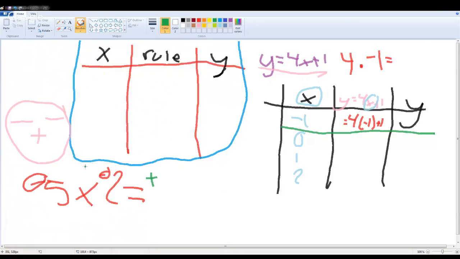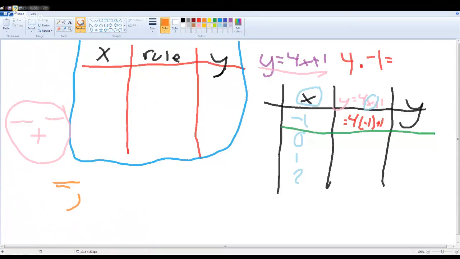Okay, so then you don't worry about the signs anymore. Just multiply like normal. So 5 times 2 is 10. And yeah. Okay, let's do another one.